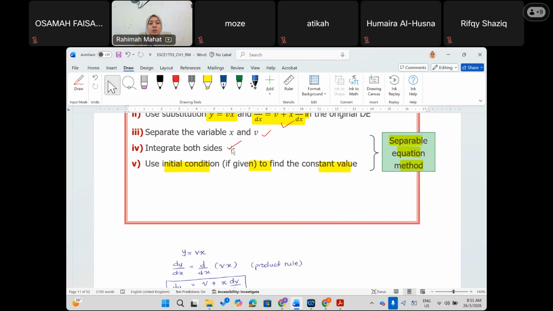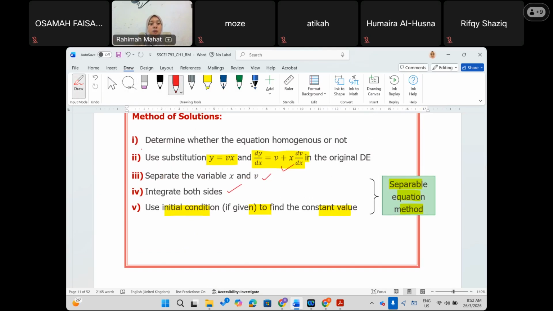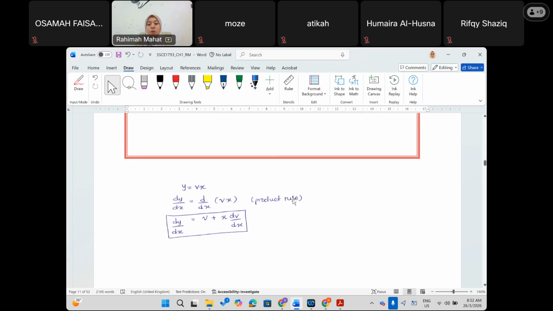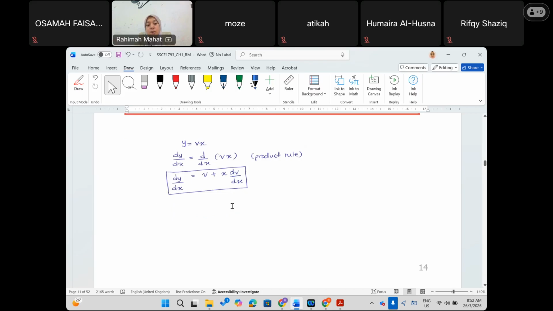The difference is only in the second step here, where you need to do the substitution y is equal to Vx and dy over dx is equal to v plus x dv over dx. This is the product rule. How do you get y is equal to vx and then use the product rule to get dy over dx? Hopefully, you can all memorize the product rule. You get the equation here by using the product rule formula.